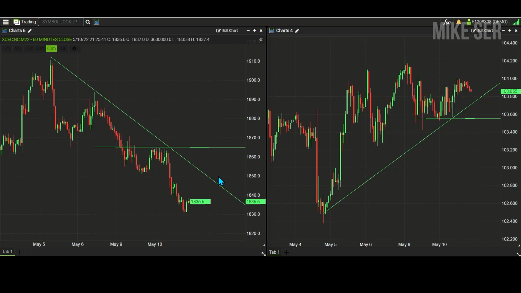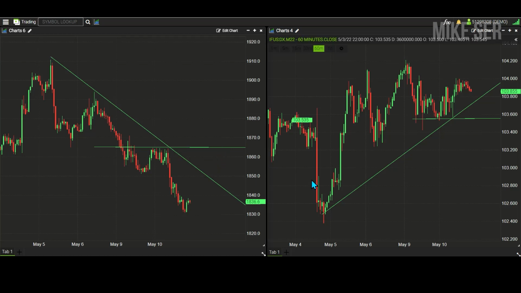So we're looking for a target probably above 1850. Now you can see here there is a resistance line here at around 1865. So ideally what I want to do is buy gold once it breaks above 1850 and then add to my position above 1865. And when it does break through, again, I want to see the US dollar confirmation.